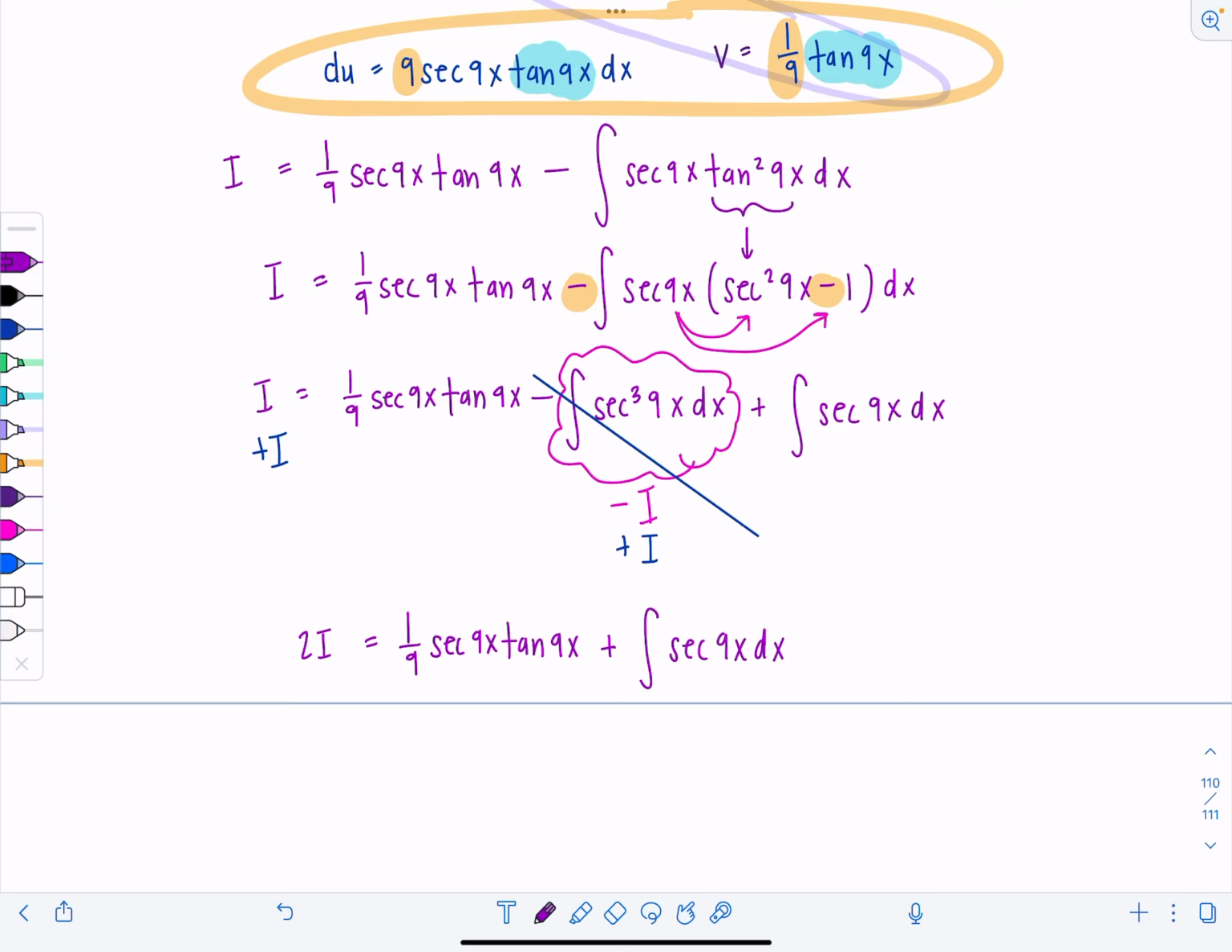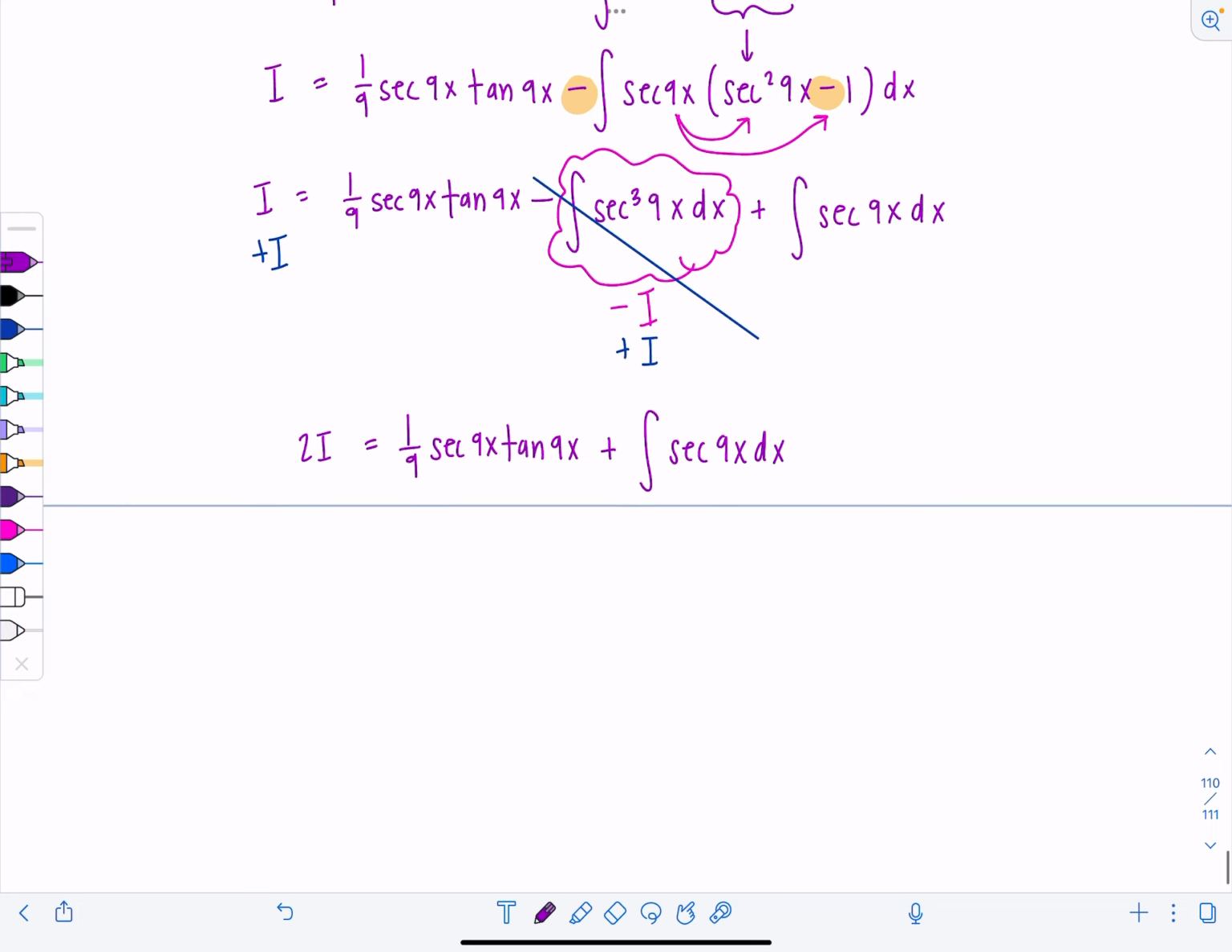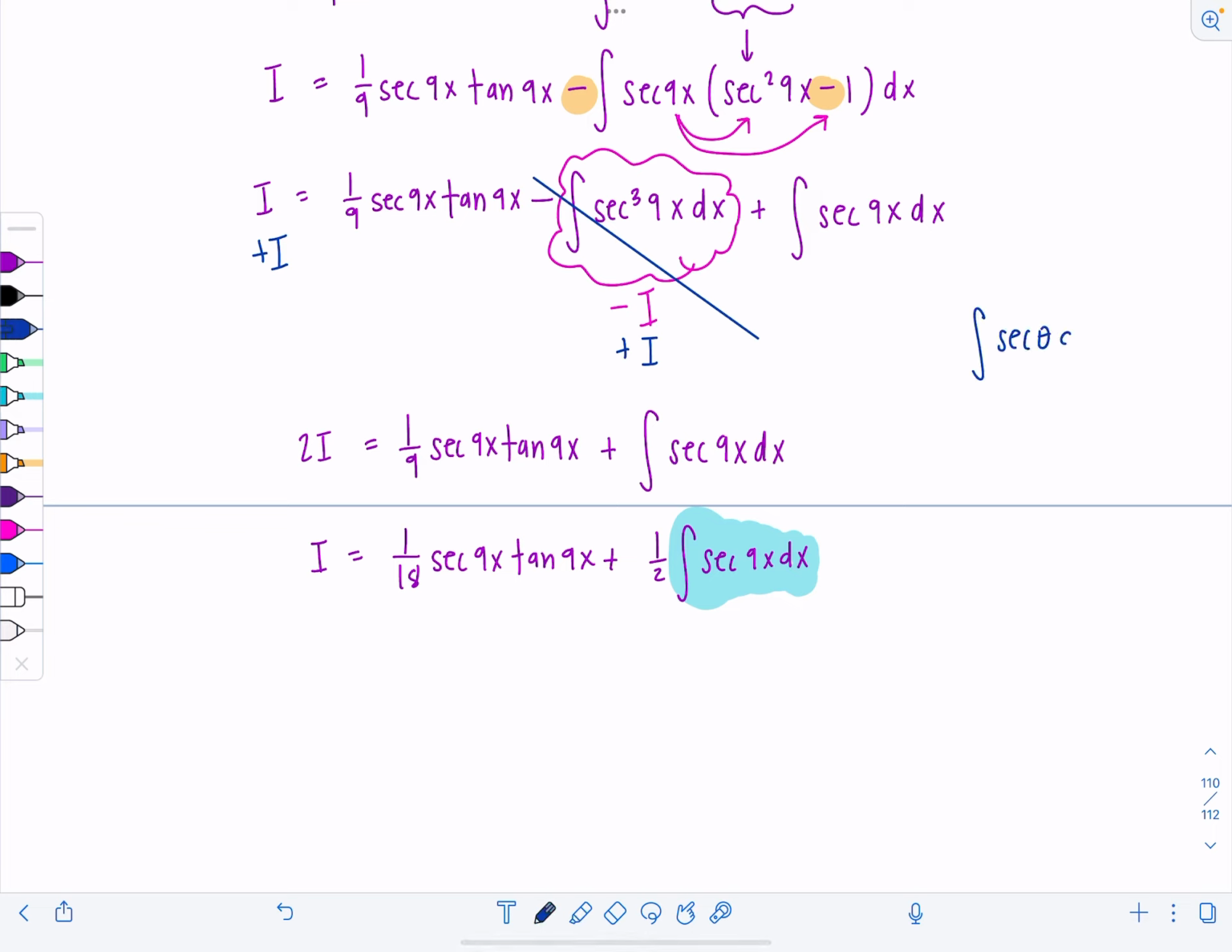Ooh, how peculiar. Okay, I'm going to go ahead and divide everything by 2 first. So I equals 1/18 secant 9x tan 9x plus 1/2 integral secant 9x dx. And then now we just have to integrate secant 9x. Do you remember the antiderivative of secant theta? Ooh, you do need to memorize it. ln absolute value secant theta plus tan theta plus c.